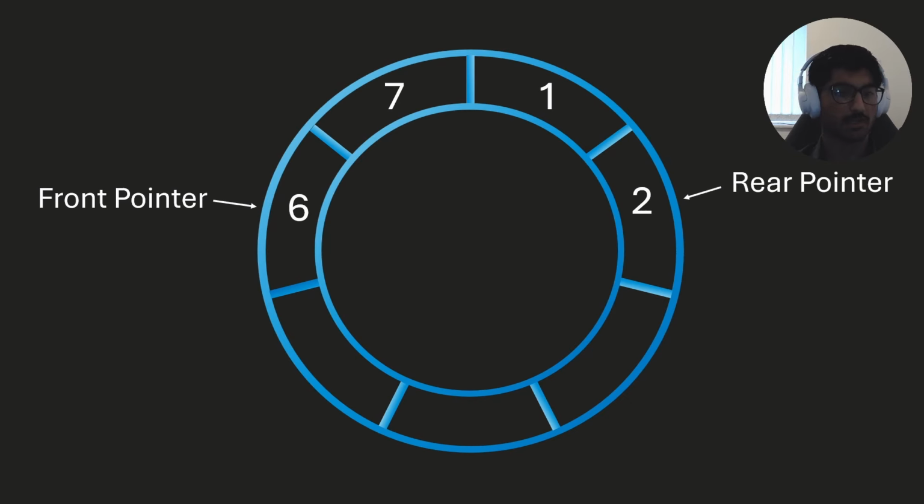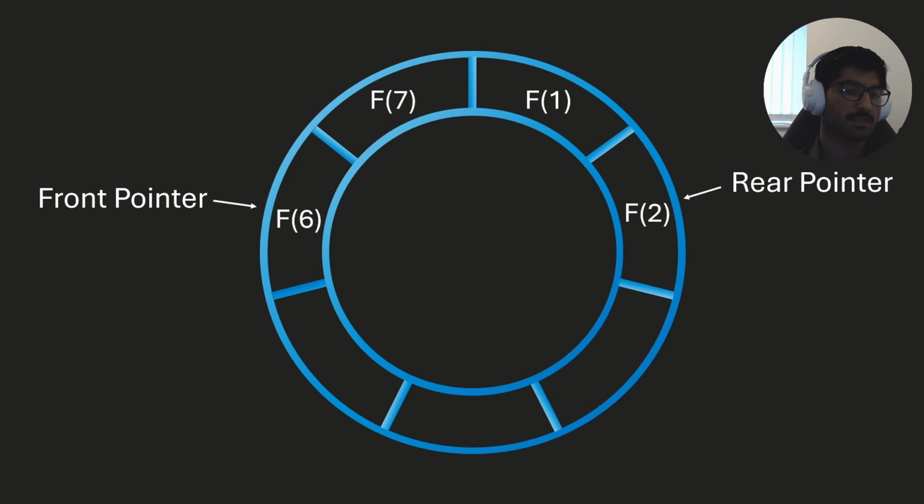So a regular queue might look like this. If we want to enqueue an element, so push onto the queue, we're going to increment the rear pointer, and if we want to pop from the queue, or dequeue from the queue, we are going to increment the front pointer.